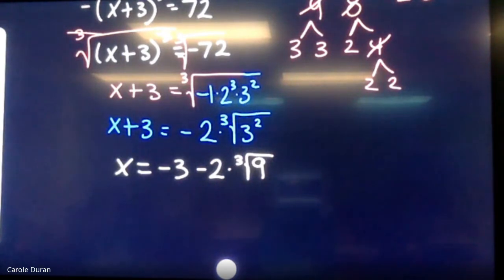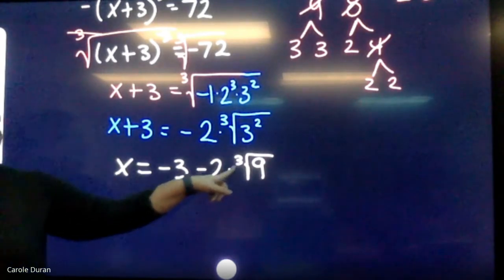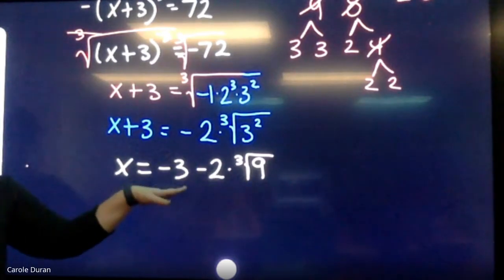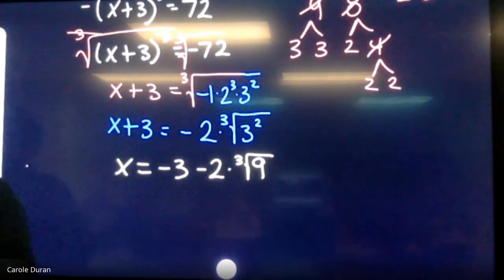Wait, then why can't you combine them? Could you have left it as 3 squared? Because this is 2 times the cube root of 9. So if this had a square root of 9 or a cube root of 9, I could have done it. But since they don't contain the same radical, I can't put them together. You could have left it as 3 squared if you wanted to, but the less exponents I have, the easier it is to understand. But that's your choice.